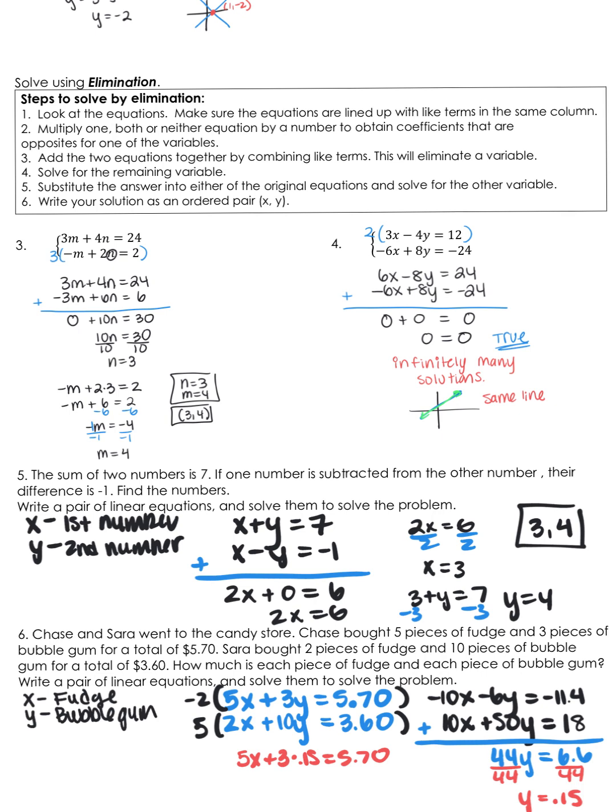So I got 5x plus 0.45 when I did 3 times 0.15. Then I subtracted 0.45, and I got 5x is equal to 5.25. Divide by 5, and I got x is equal to 1.05. So each piece of fudge cost $1.05, and each bubble gum cost 15 cents. Makes sense. Fudge is a little more expensive than bubble gum.